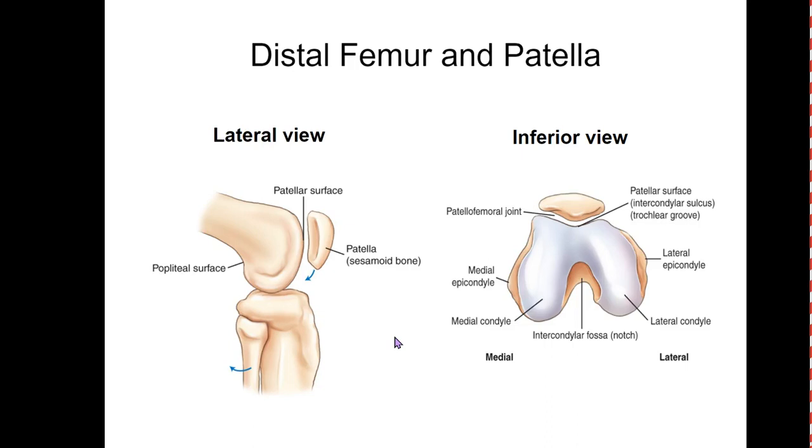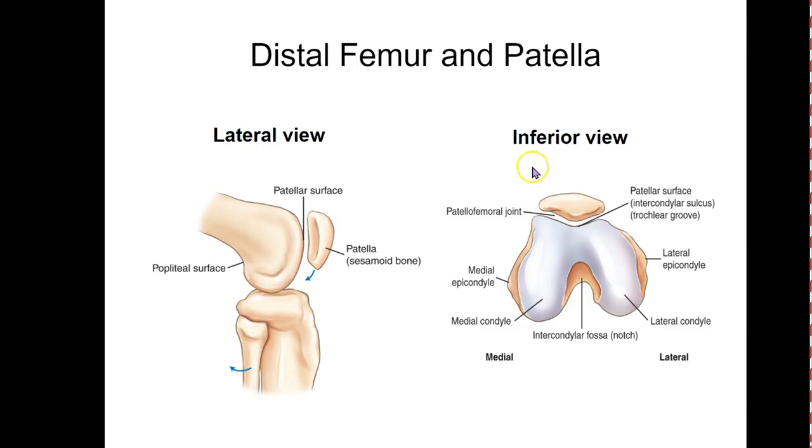Now remember, the posterior surface of the distal femur, just above the intercondylar fossa, is this popliteal surface. And it's this surface where popliteal blood vessels and nerves pass. Okay, if we look at the inferior view or the axial view of the distal femur, you can really appreciate that relationship between the patella and the patellar surface. And if you have seen a sunrise or a merchant's view of the knee at clinicals, this is exactly what we're looking at.